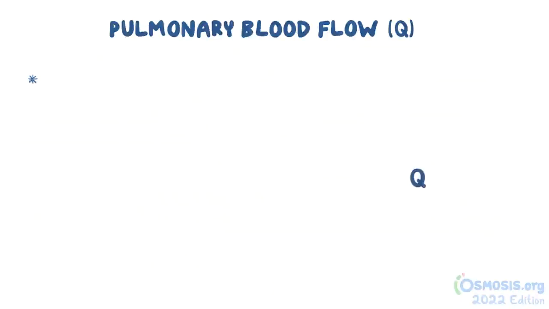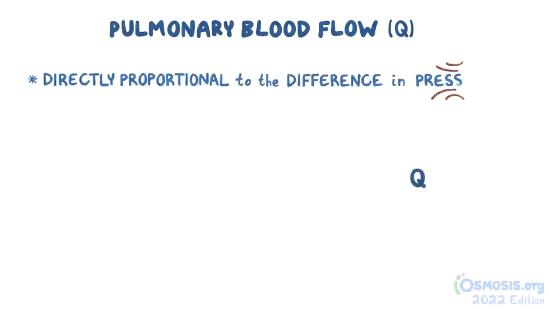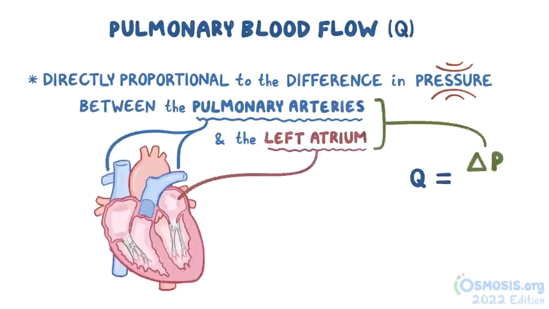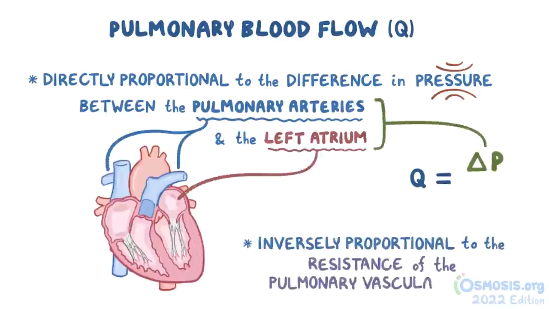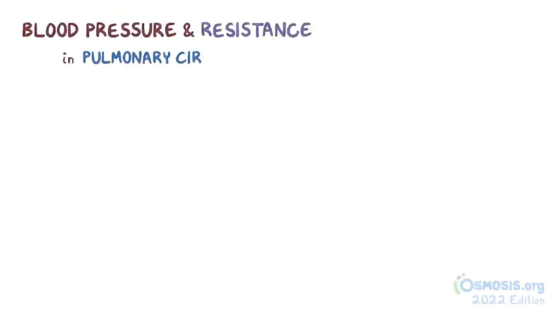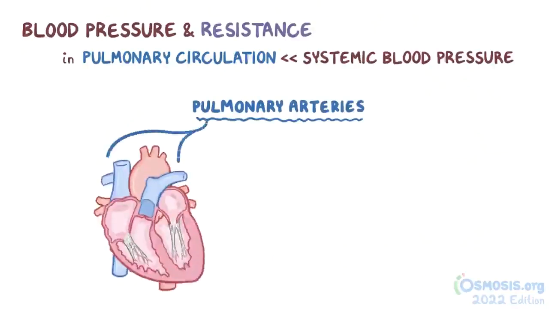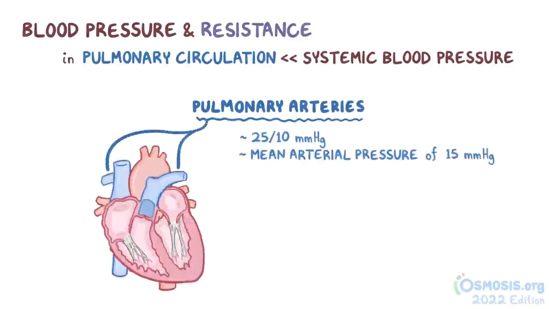Now, pulmonary blood flow is directly proportional to the difference in pressure between the pulmonary arteries and the left atrium, or delta P, and inversely proportional to the resistance of the pulmonary vasculature, or R. The blood pressure and resistance in the pulmonary circulation is normally a lot lower than the systemic blood pressure. The normal pulmonary artery pressure is about 25 over 10 millimeters of mercury, with a mean arterial pressure of 15 millimeters of mercury.